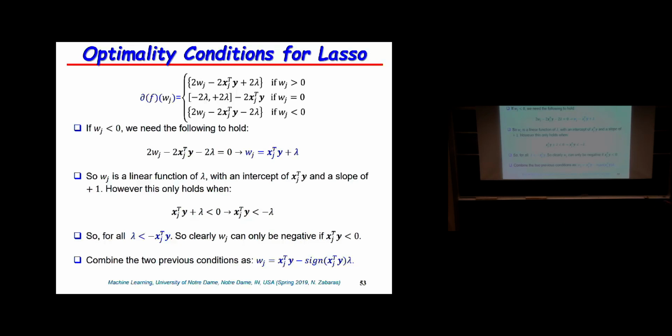The only thing we have not done is the case of Wj equal to 0. Remember, the whole idea is to discuss sparsity. There is no sparsity here. These Wj are non-zero; they are either positive or negative. The question is, can we actually get some of the Wj equal to 0? Can that happen? So what do we need to check to see if Wj equal to 0 is a solution?